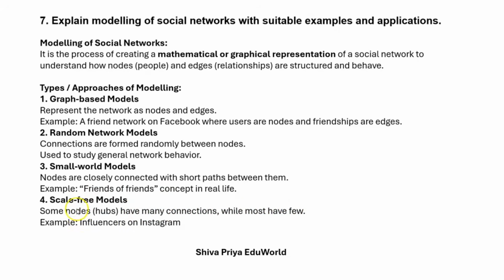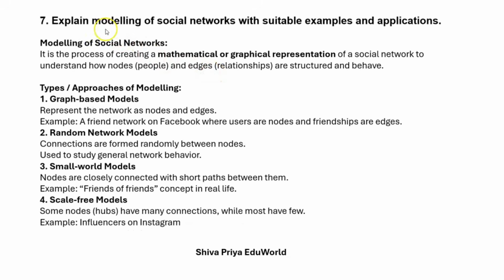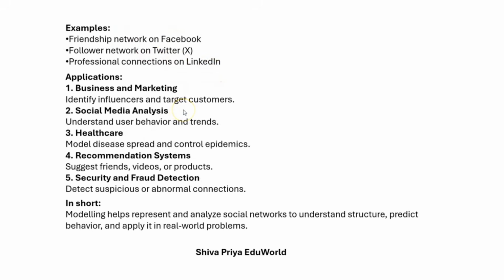For example, influencers on Instagram have many connections compared to others. Other examples are the friendship network on Facebook, the follow network on Twitter, and professional connections on LinkedIn. These are all examples of modeling of social network.